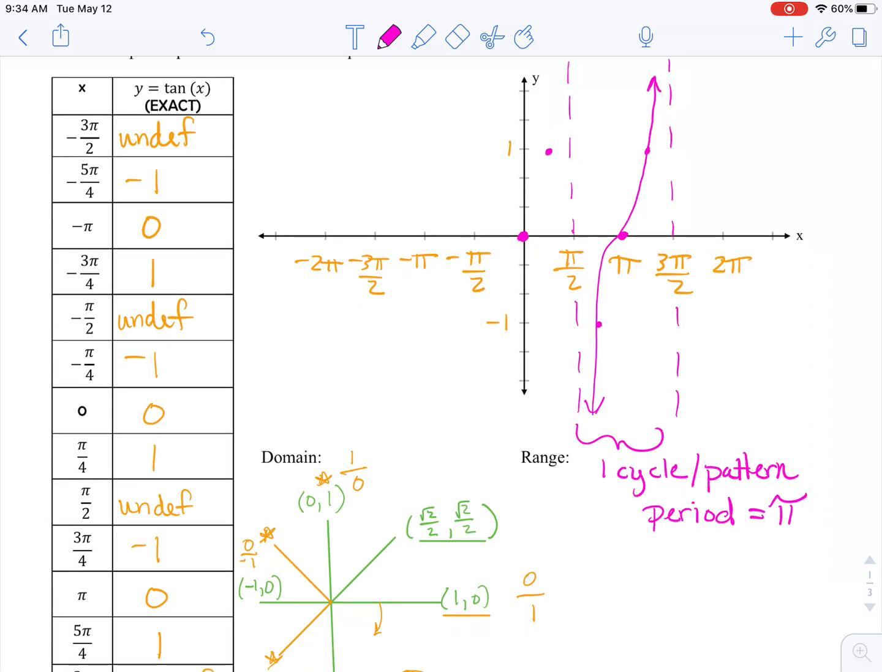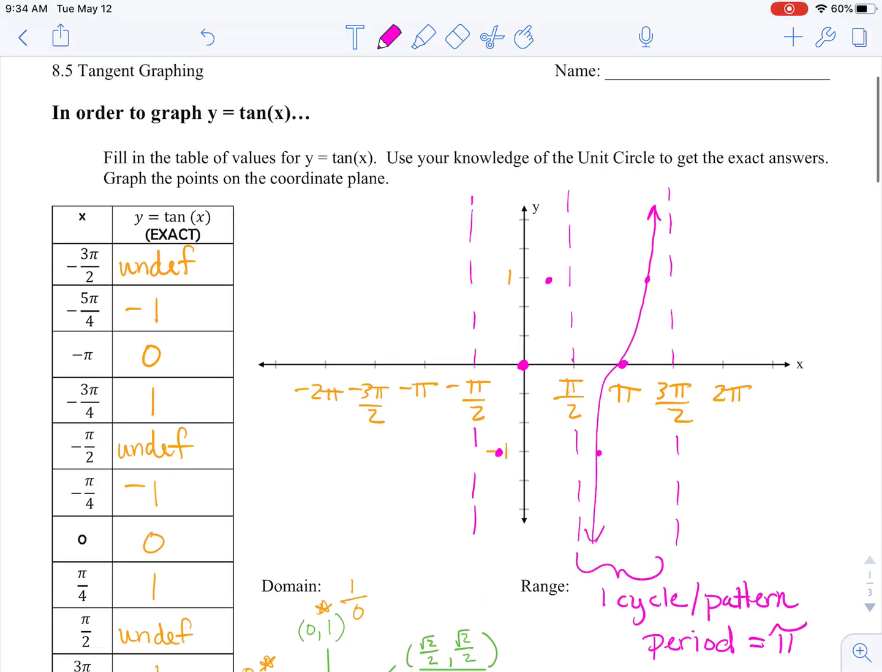So as we went to negative pi over 4, that's halfway between 0 and negative pi over 2, that value was -1. And then at negative pi over 2, we had that undefined. We had another vertical asymptote. So again, I see 2 vertical asymptotes. In between, I have 3 key points, and I can go ahead and draw my tangent curve inside of there.